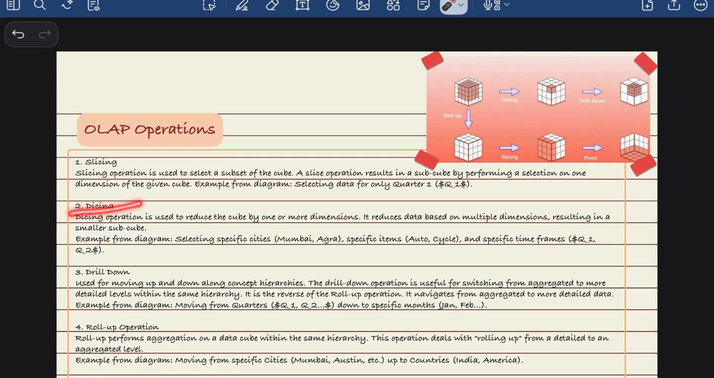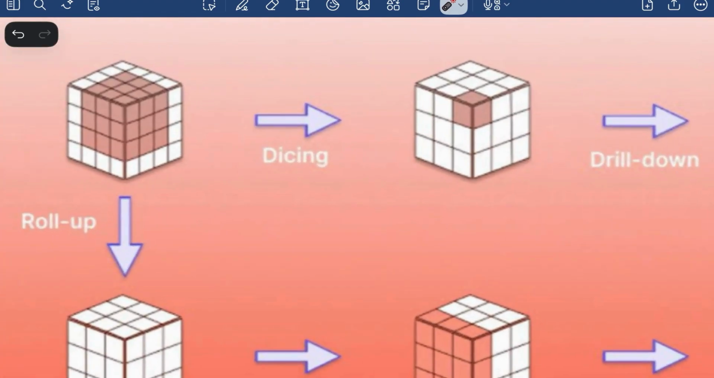Then comes dicing. The dicing operation is used to reduce the cube. You are defining a sub range across multiple dimensions to extract a smaller targeted sub cube out of the giant original cube. So you see over here, this is dicing. When you extract one sub cube out of the giant cube, this is the mini cube. This operation is known as dicing.